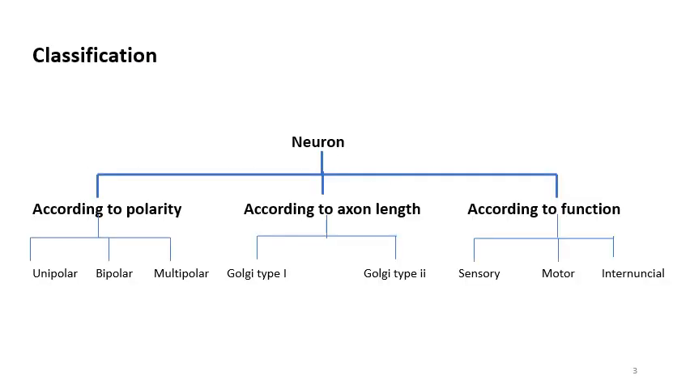Now, classification. Neurons can be classified according to the polarity, according to the axon length, and according to the function. What is according to the polarity? That is, how many cytoplasmic processes does a neuron have? According to that, neurons can be divided into unipolar, bipolar, and multipolar. According to the axon length, they are divided into two types, Golgi type 1 and Golgi type 2. Here, Golgi is the name of the scientist. According to the function, neurons can be divided into sensory, motor, and internuncial neurons.